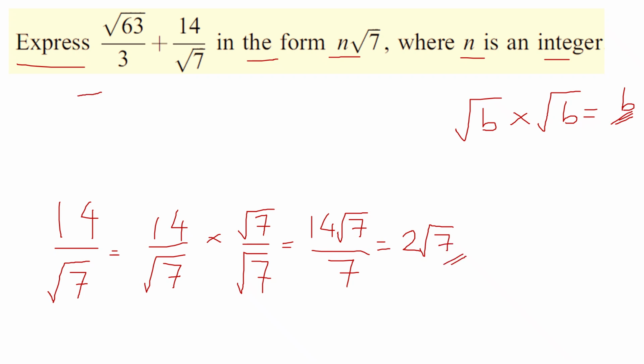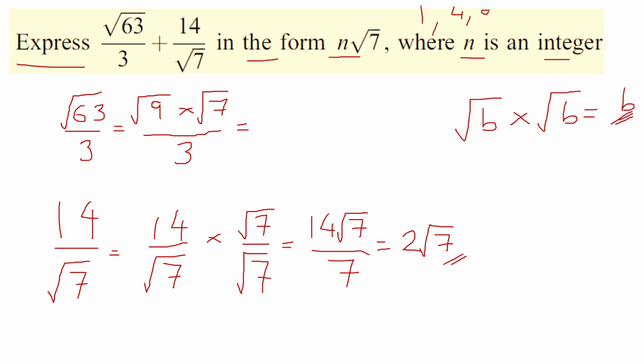Then here we've got root 63 over 3. It's not very obvious which direction to go here, so I'm going to simplify the surd on the top. Root 63, I can write as the product of two numbers: root 9 multiplied by root 7, all over 3. You might be wondering why I picked these two numbers. You're looking for the biggest square number factor that goes into 63, barring 1.